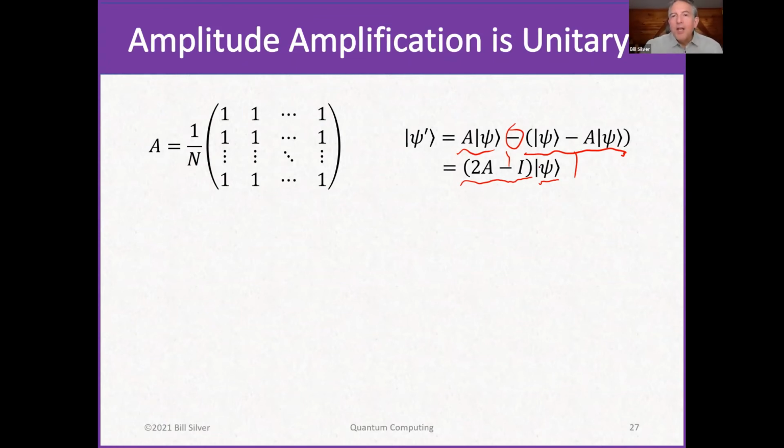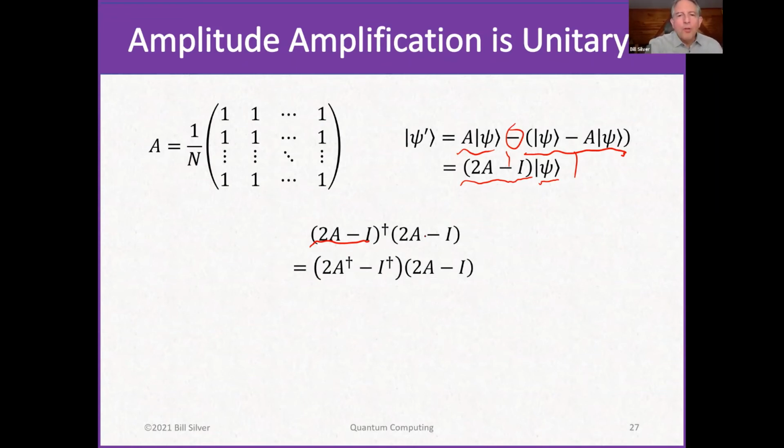And this 2A minus I, that is a unitary matrix. That can be done in a quantum computer. And let me prove that, because it's a simple proof. I promise there will never be any proofs that won't fit on one slide. To prove that this is unitary, I have to prove that its conjugate transpose is its inverse. So there's the conjugate transpose, and I need to prove that when I multiply that by itself, I get the identity matrix.